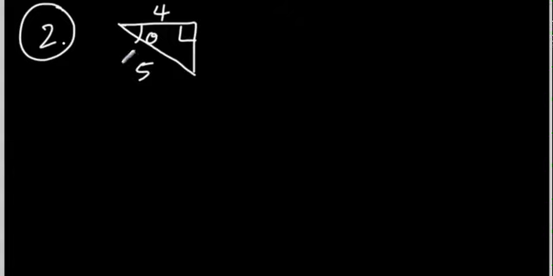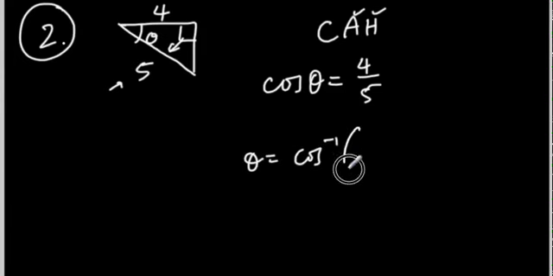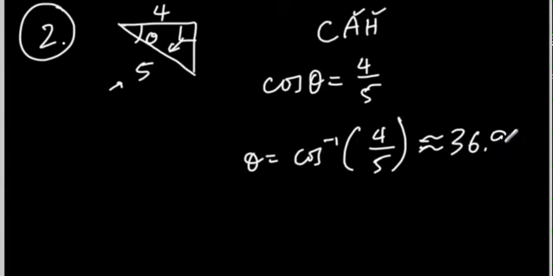So first of all, always identify the hypotenuse, which is this one, right? It's right across from here. So 5 is the hypotenuse, and 4 is the adjacent. So we have the adjacent, we have the hypotenuse, so we must use cos, right? So cos theta is equal to 4 over 5. So theta is cos inverse of 4 over 5, and the answer for that is 36.9 degrees.